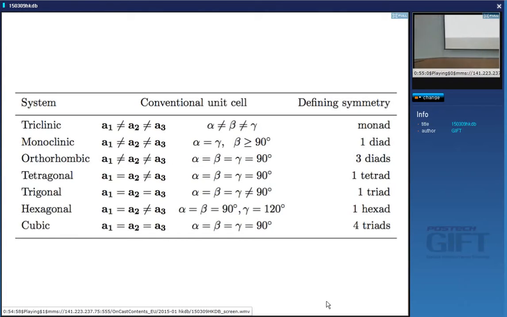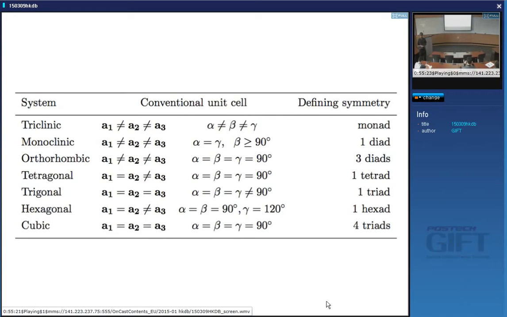If I can only find one triad, that cannot be cubic. That is in fact a trigonal crystal system. In order to have a hexagonal unit cell, I must have one hexad, with a rotation of 60 degrees, reproducing everything.